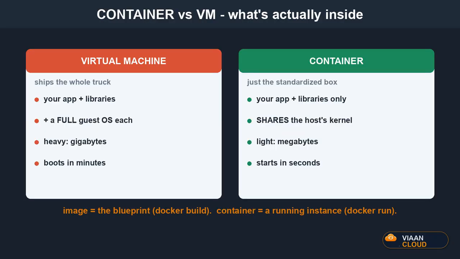First, what actually is a container versus a virtual machine, because beginners think a container is just a tiny VM. It isn't. A virtual machine ships the whole truck, your app, its libraries, and an entire guest operating system every single time, that's gigabytes, and it boots in minutes. A container ships only the standardized box, your app and its libraries, while sharing the host kernel, that's megabytes, and it starts in seconds. Quick Docker recap, an image is the blueprint you build, and a container is a running instance of that blueprint. Build once, run anywhere.